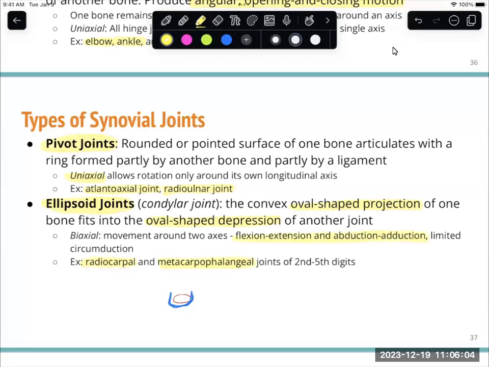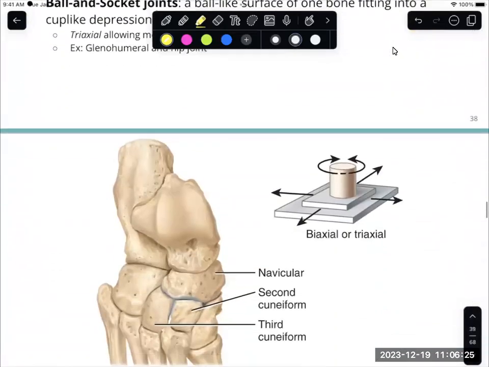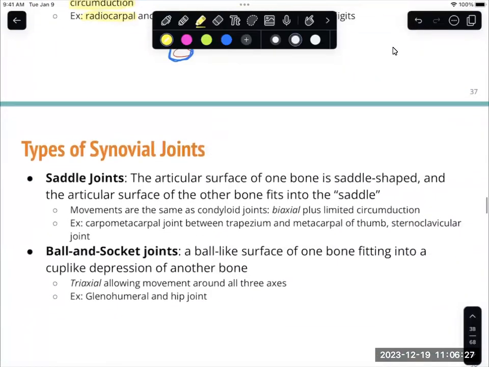You can do limited circumduction. I think you can take some of your fingers and move them in somewhat of a circular motion, like your pointer fingers, maybe your little fingers, your middle finger you usually can, because there's one ligament that attaches to that. But that's what makes up that ellipsoid joint. I have pictures of all of these in a minute.